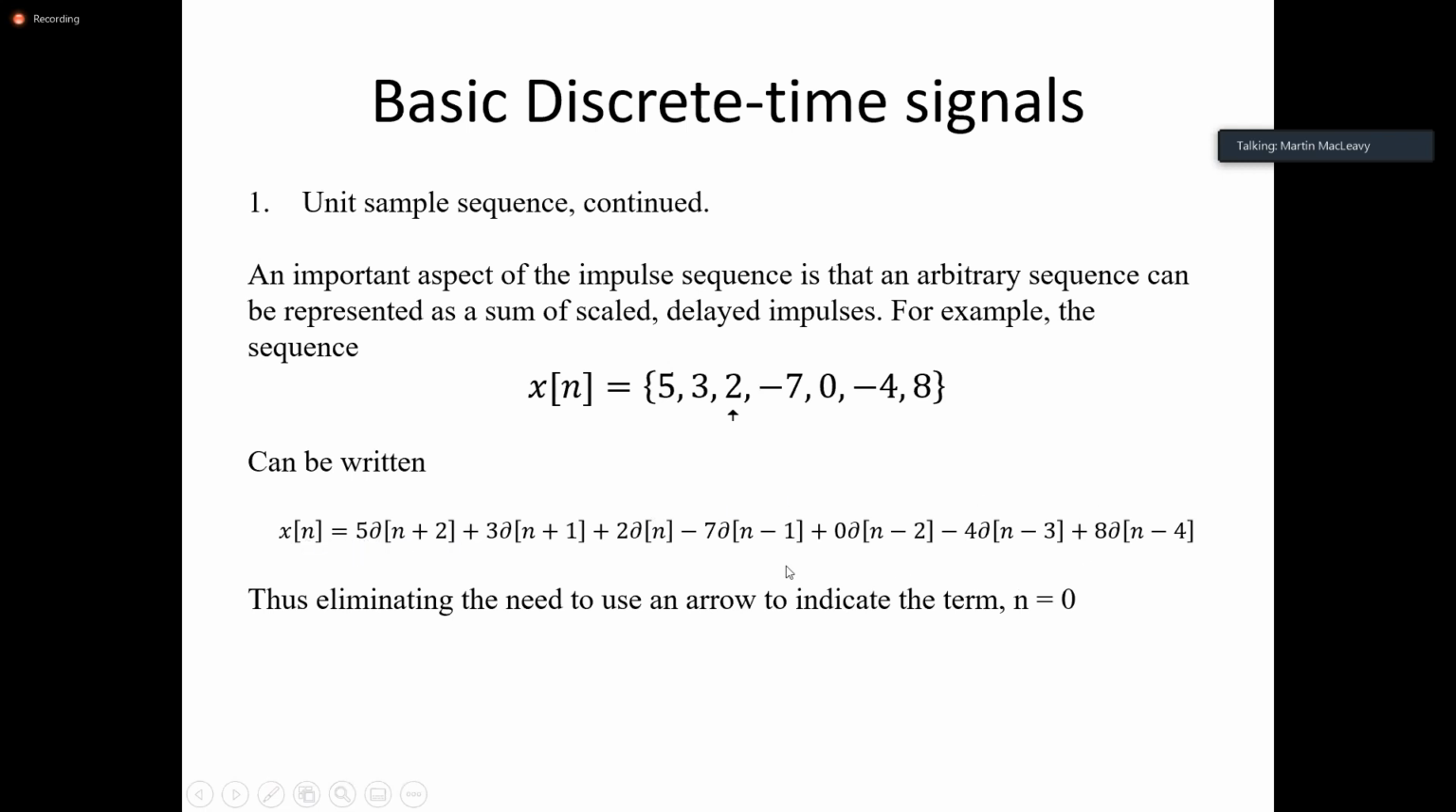And so on. I leave you to work it through on your own, and you can do the positive terms. Thus, we have eliminated the need to use an arrow to indicate the term n equals 0. So now we can mathematically write this in a much more elegant way, as shown there.